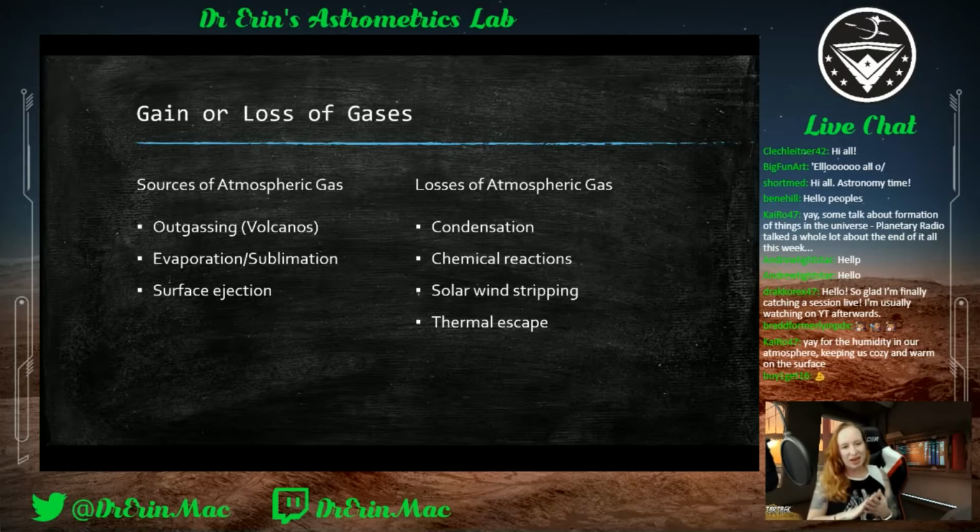So sources of atmospheric gas. Sources of atmospheric gas, how we add atmosphere, is through outgassing, through volcanism, right?